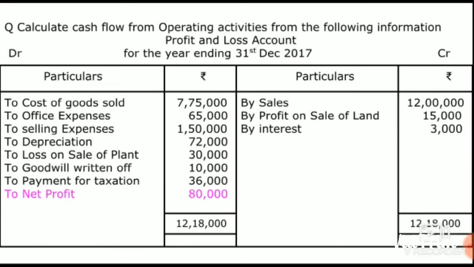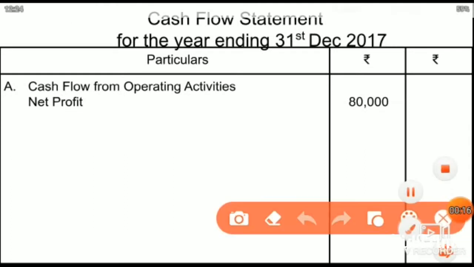Then we start by writing A, cash flow from operating activities. Under cash flow from operating activities, the statement starts with net profit. So in our question, in the profit and loss account, we can see the net profit is 80,000. So we write net profit rupees 80,000.